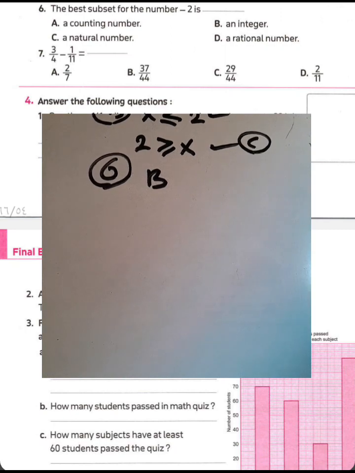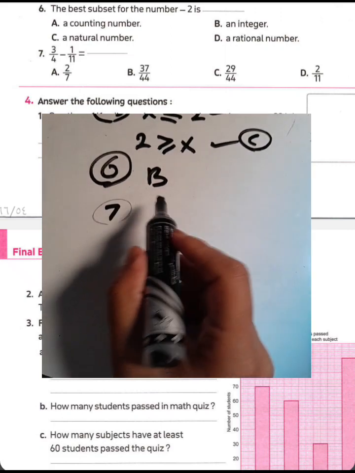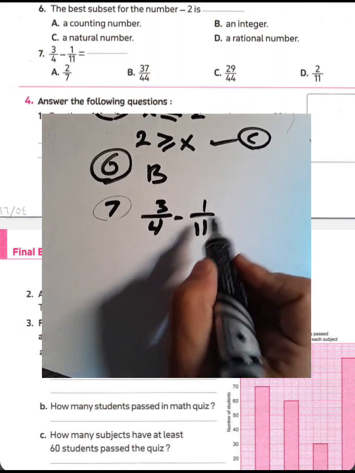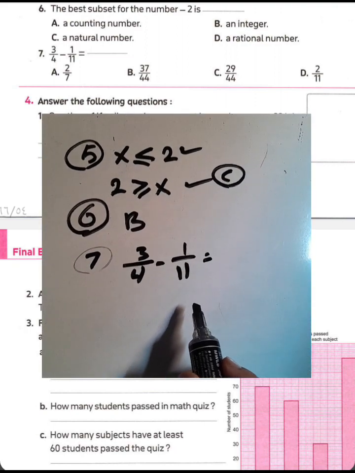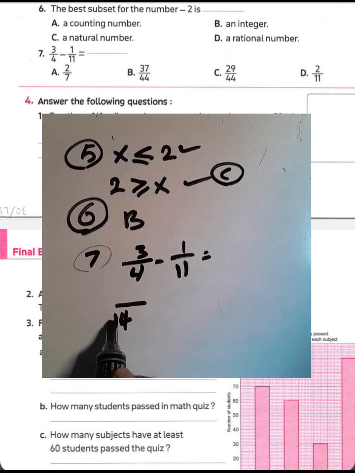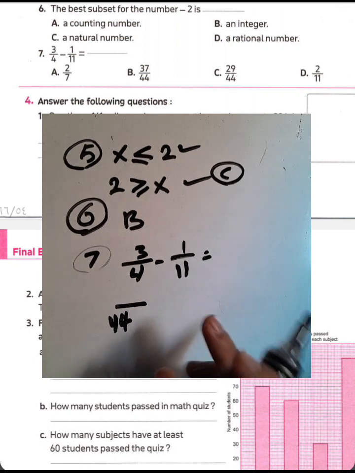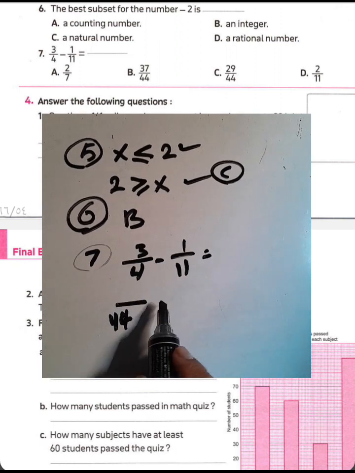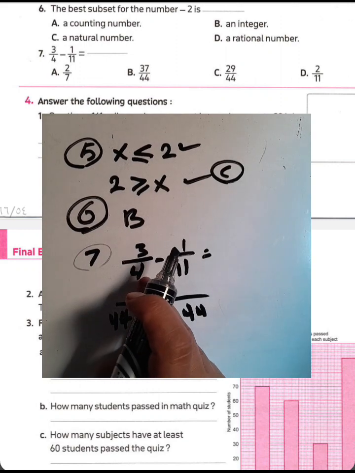Question number 7. 3 over 4 subtract 1 over 11. We can write the least common multiple between the two denominators. It will be 44, because 11 and 4 are relatively prime numbers. Relatively prime numbers can't be divided by a common number except 1. So the least common multiple between them equals 44, since 4 times 11 equals 44.